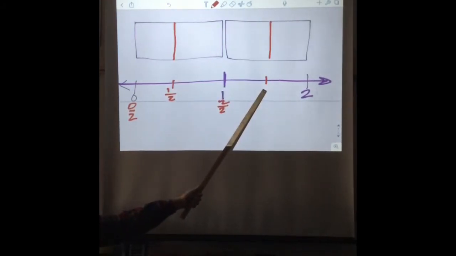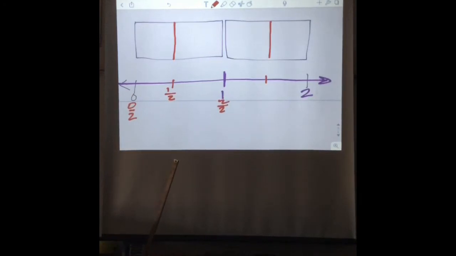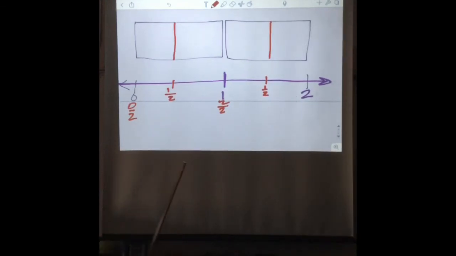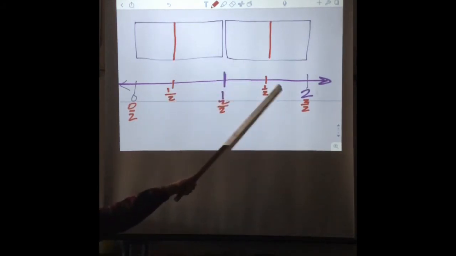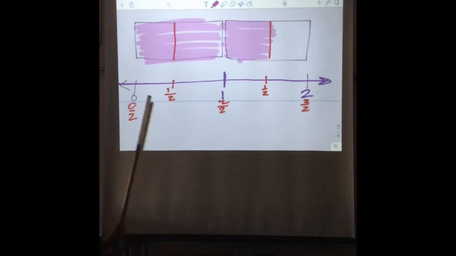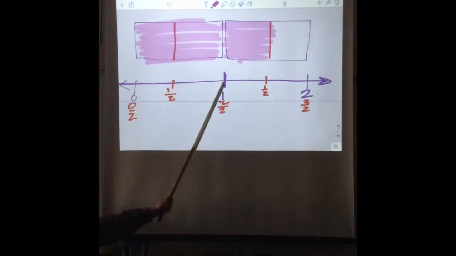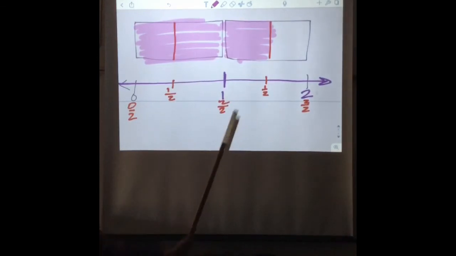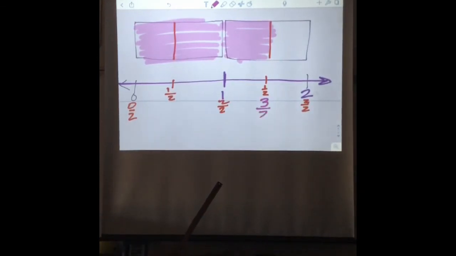Then I have another half, right? So I could say, okay, I have a half here. And then I have 2 halves here, right? Now I could change this slightly if I was going to count both of them. Let's say I wanted to count this whole one and this one. Let me put it in pink, okay? So I have 1 half, 2 halves. How many halves do I have to here? I hope you said 3 halves.